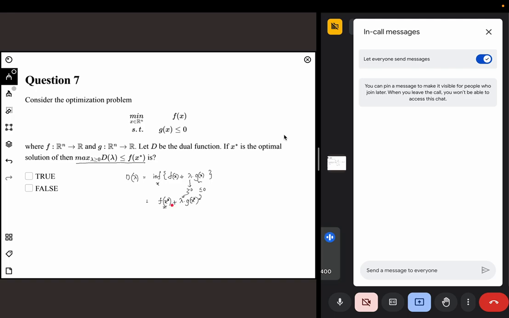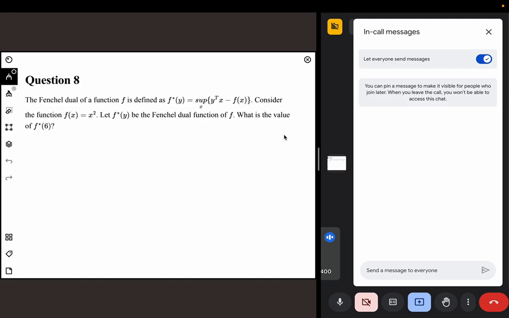This is some finite value, some finite value times positive times negative. So this will be some negative quantity. So this will be reduced. So this will always be less than or equal to f of x star. So this relation will hold true. So if you try to maximize with respect to lambda, that will always be less than or equal to f of x star. So this again comes like your weak duality principle. This is my optimal value of the primal problem. This is the optimal value of the dual problem. So the optimal value of dual is less than or equal to the optimal value of primal.